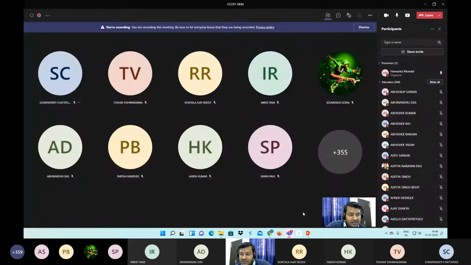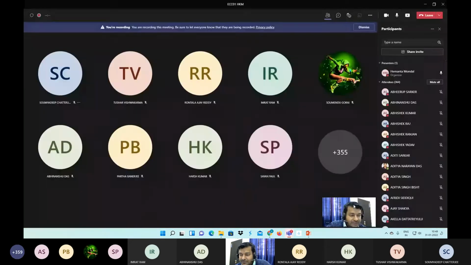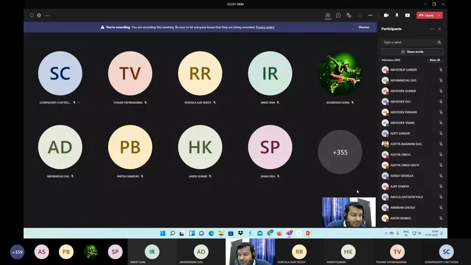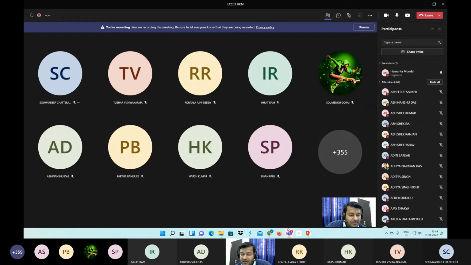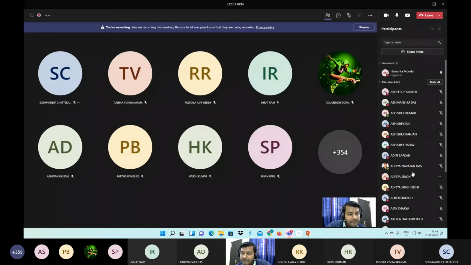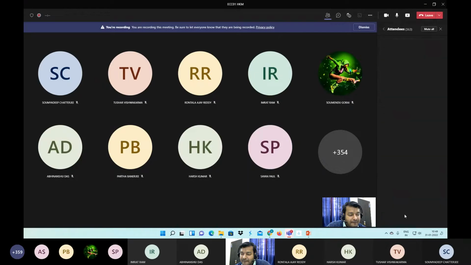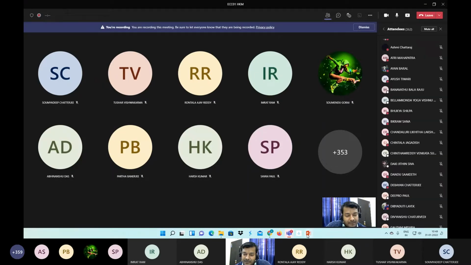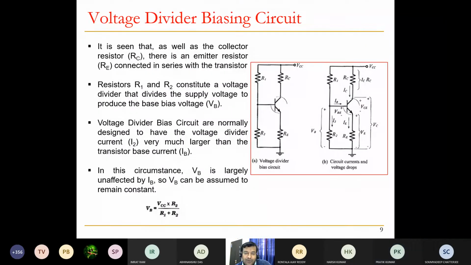Resistor, please don't unmute your microphone. Whose microphone is on? You can mute everyone from there. Then you can't tell anything, right? I'll not get a response. That thing I can do.